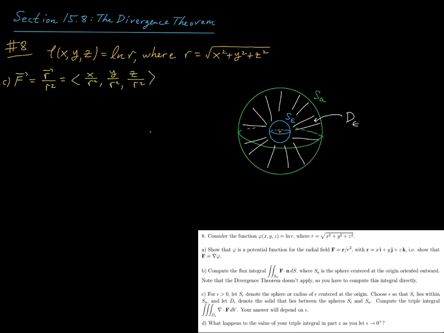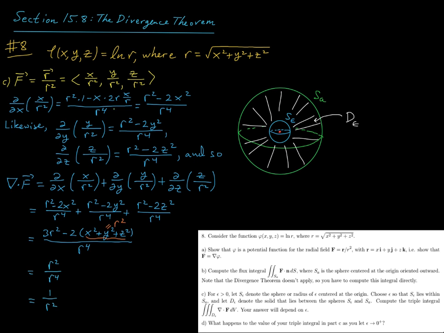All right, well, to do that, we're going to go ahead first and compute the divergence of the vector field. And I actually already did this back in section 15.5, but just to remind you, if I take this vector field f in component form, it's just x over r squared, y over r squared, z over r squared.